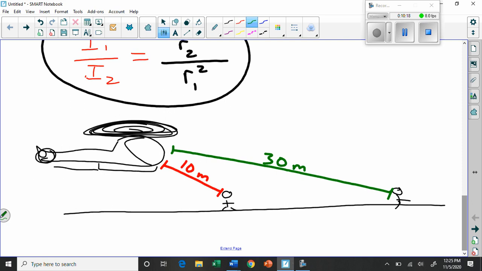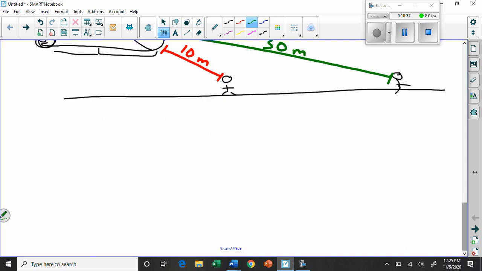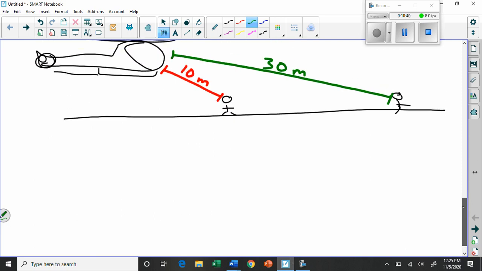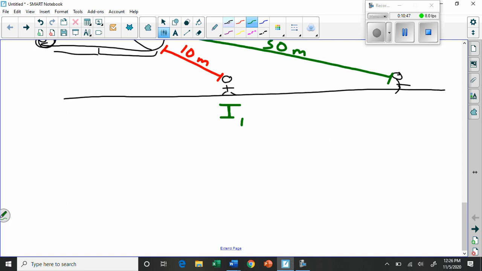You can imagine that the helicopter is at the center of the sphere of sound, and as it makes sound coming out in all directions, that sound is first going to hit the guy who's 10 meters away, but by the time it goes 30 meters, it will have spread out to a bigger sphere. So what we'll do is we'll call this I1 and this will be I2.